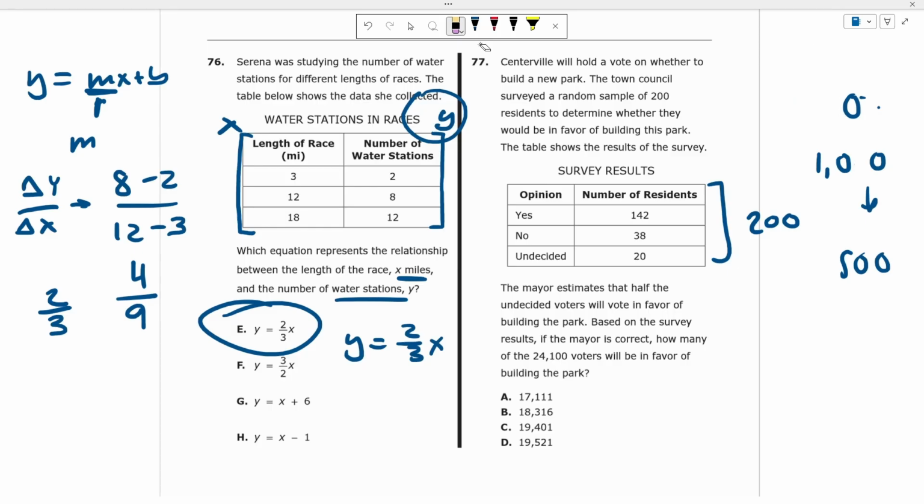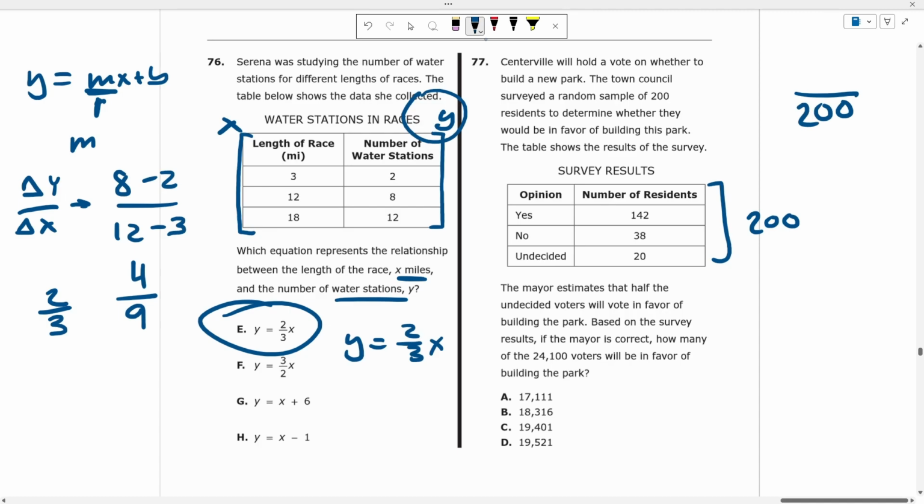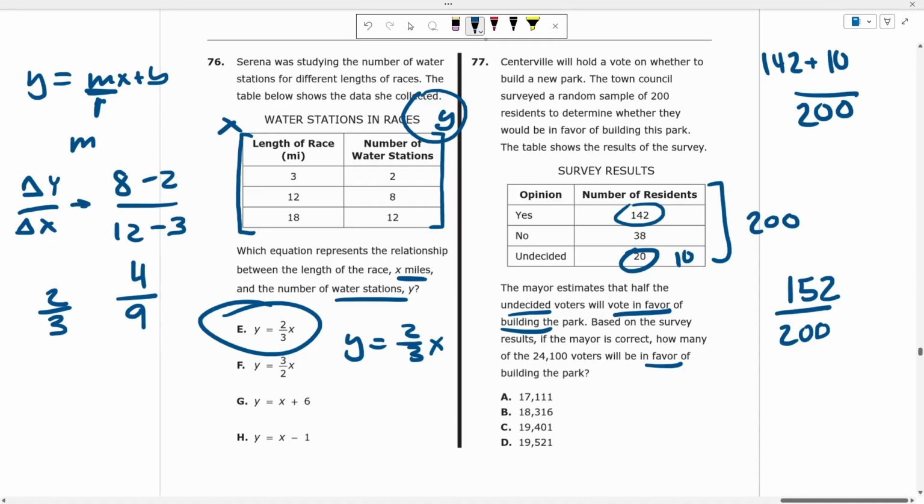He's doing the exact same thing here. He's taking a sample of 200 people, a bit bigger than my sample, and seeing who's agreeing and who's not agreeing. The first thing I need to do is find the percentages of my sample. Everything's going to be out of 200, and you want to see how many will be in favor. Automatically, 142 people are in favor of it. Then the mayor predicts that half of the undecided voters will vote in favor. If there's 20 undecided, half of that is 10, so those 10 are going to vote for that building, which is equal to 152 over 200. That is going to be the same percent as the total amount of people who are going to vote for it.